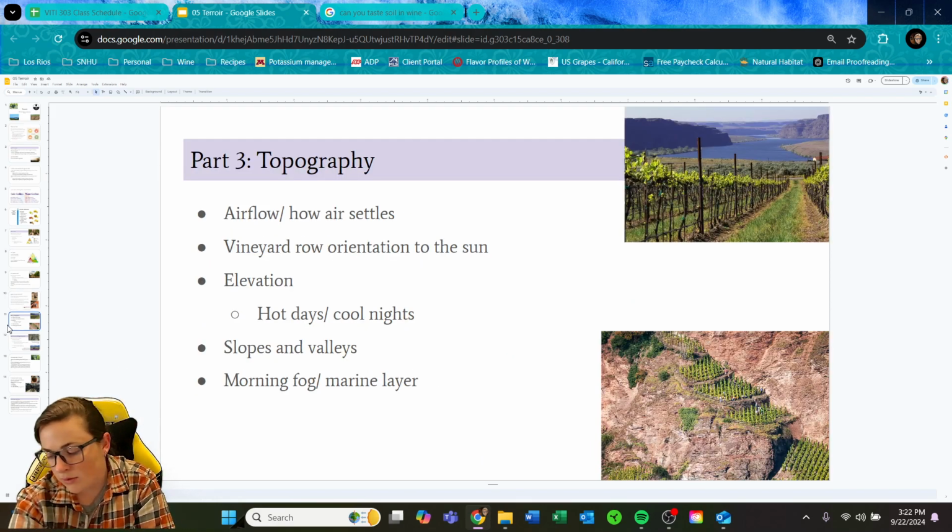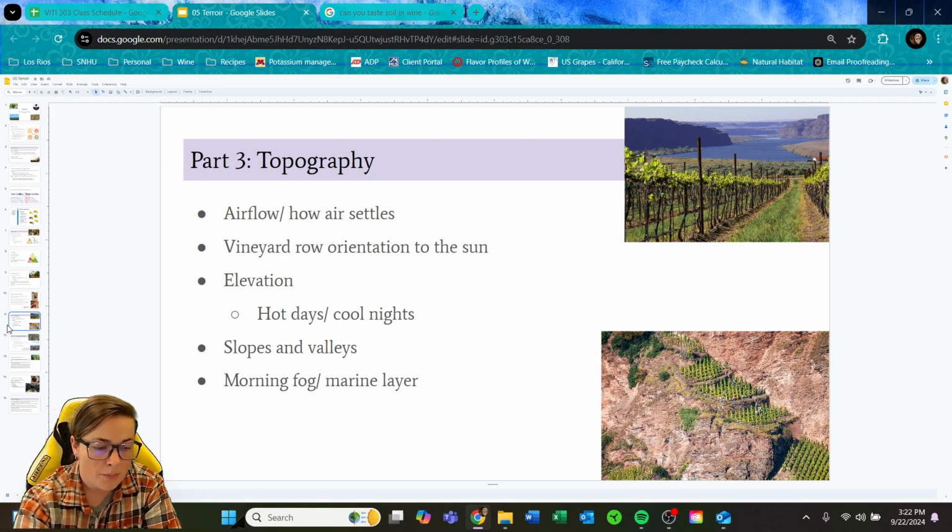So yeah, soil does play a major part. Part 3 is topography. Topography is a very big one that we look at, especially when we're looking into establishing new vineyards, deciding what soils we do have, and then looking into, okay, what's my orientation of my rows to the sun? What varieties am I going to plant here? And what else is affecting it, right?